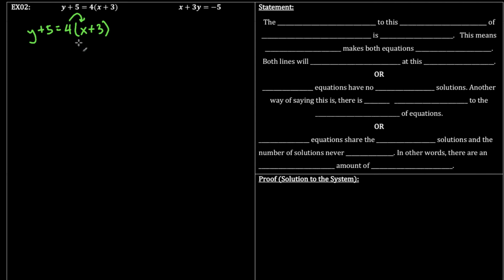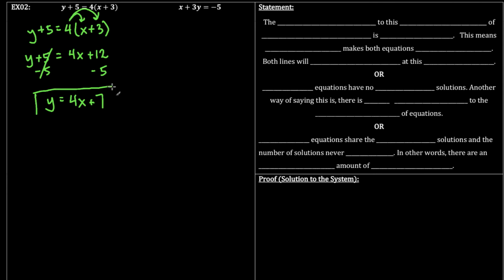I'm going to distribute here. I get 4x, and right here plus 12. That will be equivalent to y plus 5. And then to make this say y equals, all I need to do is subtract the 5. So y equals 4x. 12 minus 5 is positive 7. Equals 4x plus 7. So we're good there.